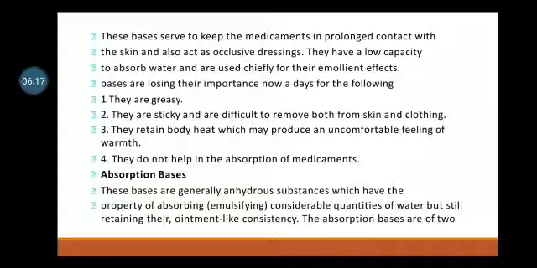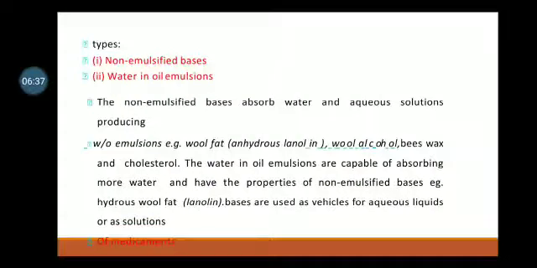Then, absorption bases. These bases are generally anhydrous substances which have the property of absorbing, that is emulsifying, considerable quantities of water but still retaining their ointment-like consistency. The absorption bases are of two types: non-emulsified bases and water in oil emulsions. The non-emulsified bases absorb water and aqueous solutions, producing W/O emulsions, for example, wool fat, that is anhydrous lanolin, then wool alcohol, beeswax, and cholesterol.